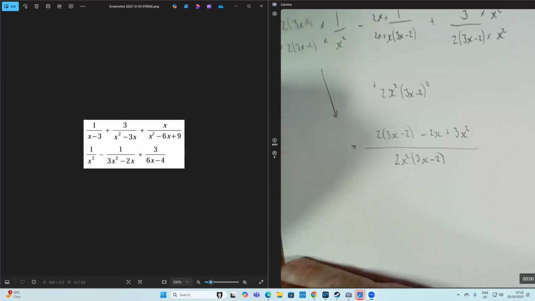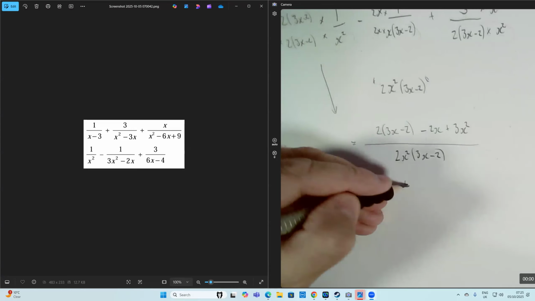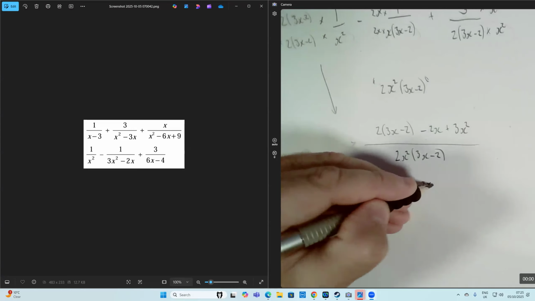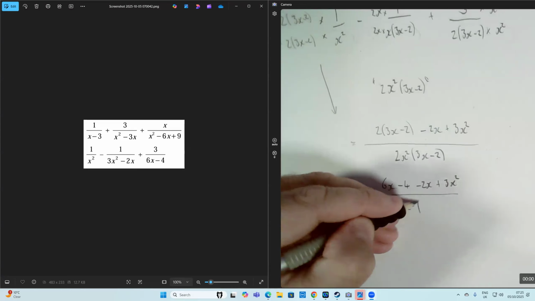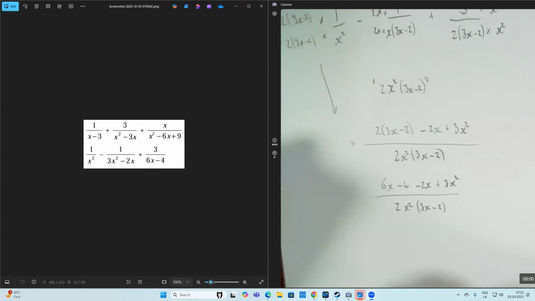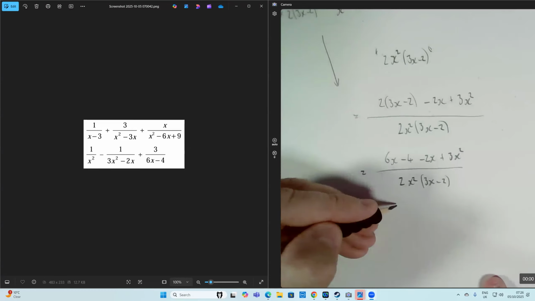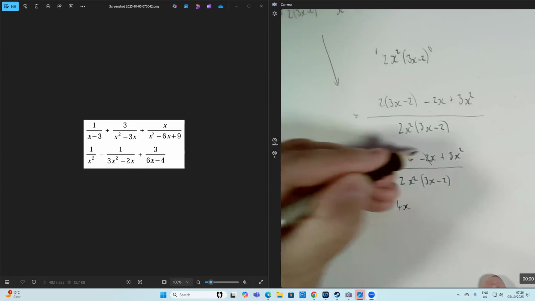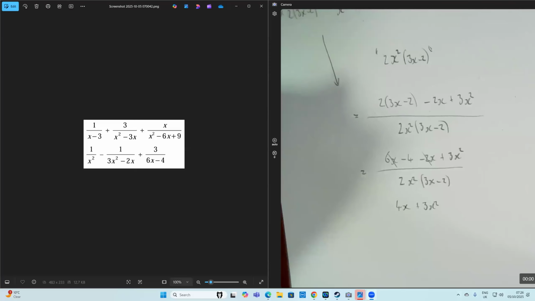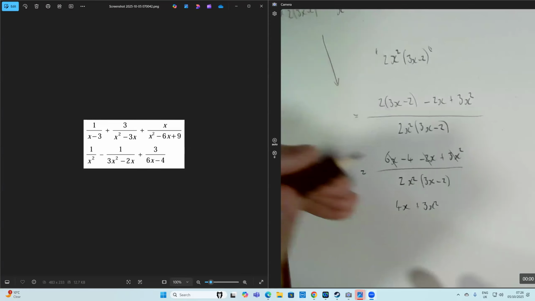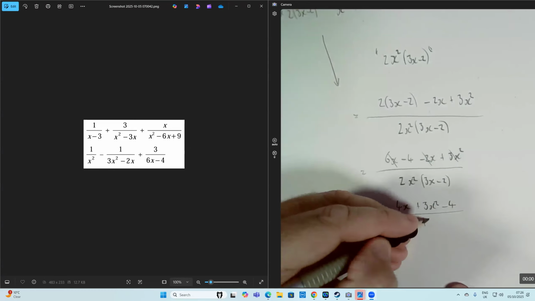Now it's time to expand the brackets and collect like terms. So 2 times 3 is 6x. That's going to be minus 4, minus 2x plus 3x squared over 2x squared times by 3x minus 2. Now, 6x take away 2x is 4x, so we have 4x there. And we've got plus 3x squared, and we have a minus 4, all over 2x squared times by 3x minus 2.